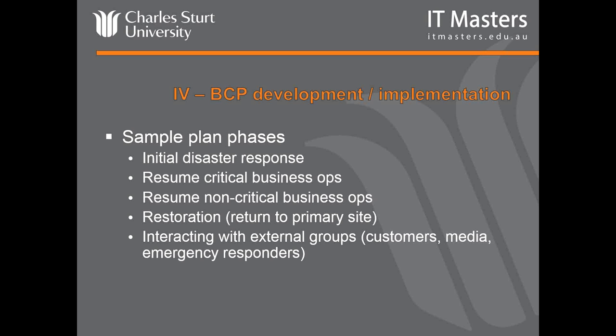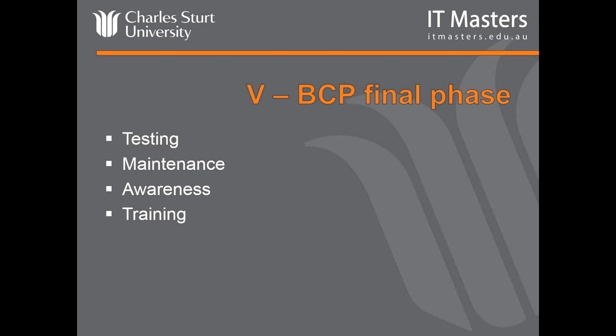What is most critical? What have we set with our maximum tolerable downtime to get fixed first? So what can we do to get it at least hobbling along? What non-critical things can we then bring in? How do we then restore back to our primary site, if we can at all, or do we have to have another site because we're burnt down or something? And we're also going to, all through this process, have to interact with other people, consumers, media, emergency response, all sorts of things will happen.